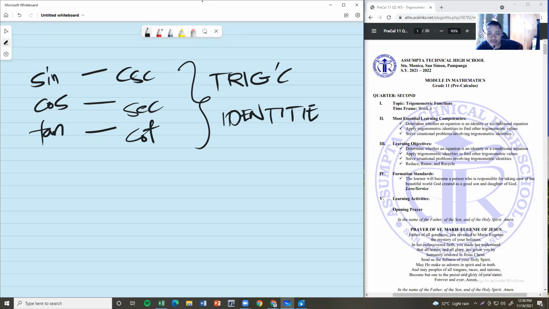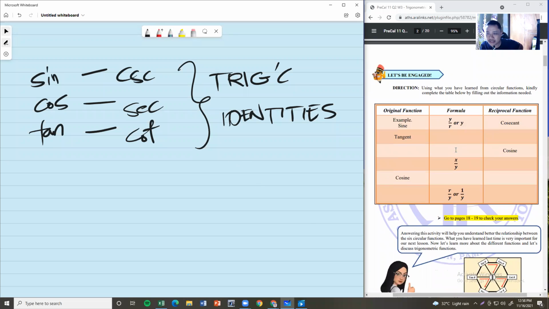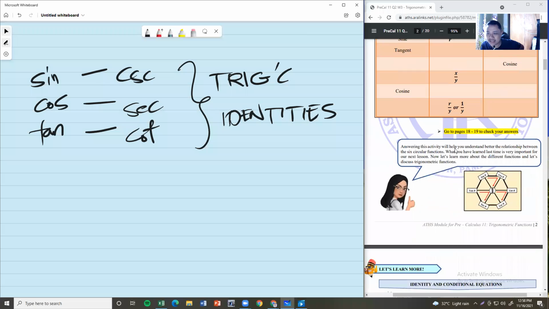Relationships of the different trigonometric functions with one another. So therefore, when we say trigonometric identities, we will just be dealing with the relationships of the sine, cosine, tangent, cosecant, secant, and cotangent with one another. So we will be playing around with trigonometric functions for this week. And don't worry, this is very easy.